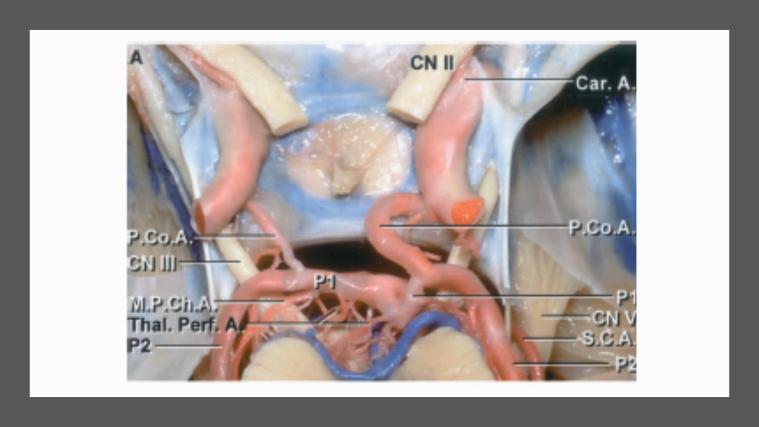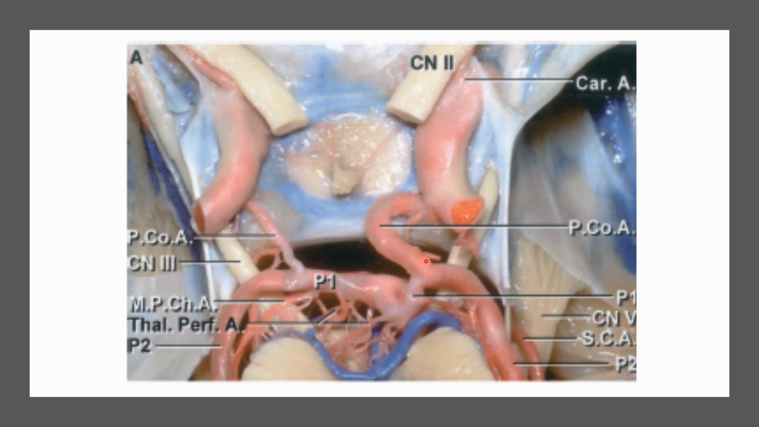When we speak about the blood supply of the brain, we have four main arteries supplying blood: the carotid on each side, right and left carotids, and the two vertebral arteries, which join each other to form the basilar, which terminates in the posterior cerebral artery. The connection between the anterior circulation and the posterior circulation is what we call the posterior communicating artery.